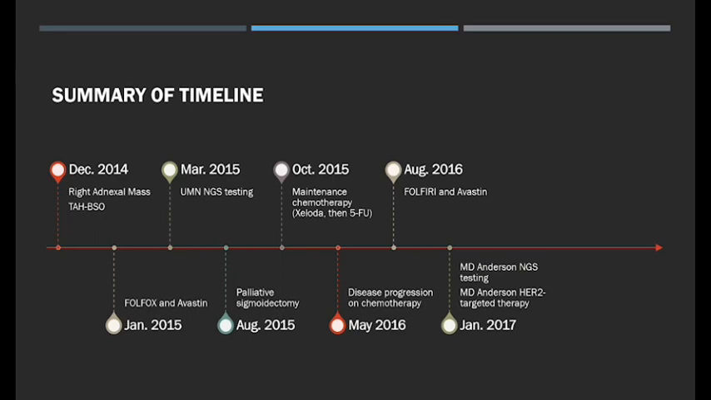In January 2017, MD Anderson NGS testing was done, and it showed the HER2 amplification, and targeted therapy was initiated with the MD Anderson clinical trial. Intracranial mets were found in February 2018. Since the patient was progressing on HER2-directed therapy, targeted therapy was stopped and the patient was taken off trial. Foundation testing was done, which showed the HER2 exon 16 skipping, which is called the DEL16 variant, along with the amplification. And then the patient passed away in June 2018.